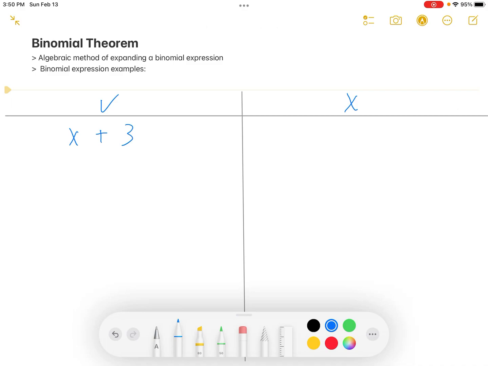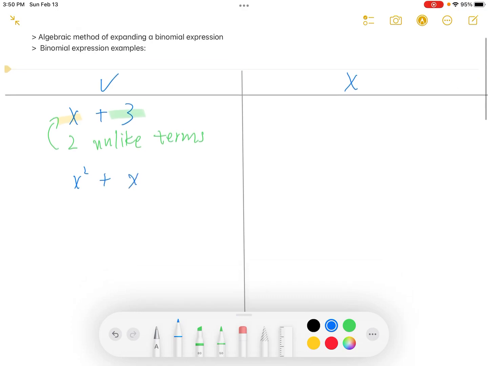For example, x plus 3 is a binomial. In this expression, we have a term of x and a term of 3, and both of them are unlike terms, meaning that they cannot be combined. Similarly, other expressions such as x squared plus x are binomials because they are unlike terms. Or we can have y plus abc.